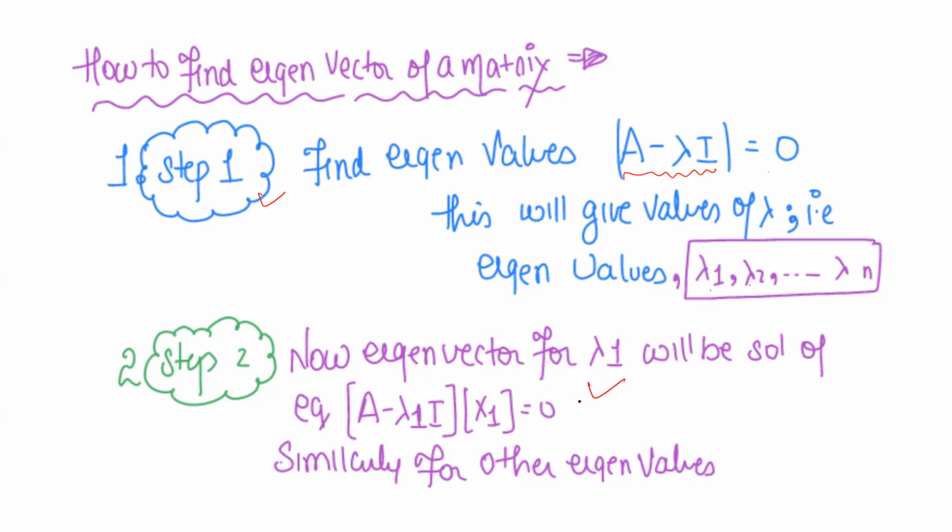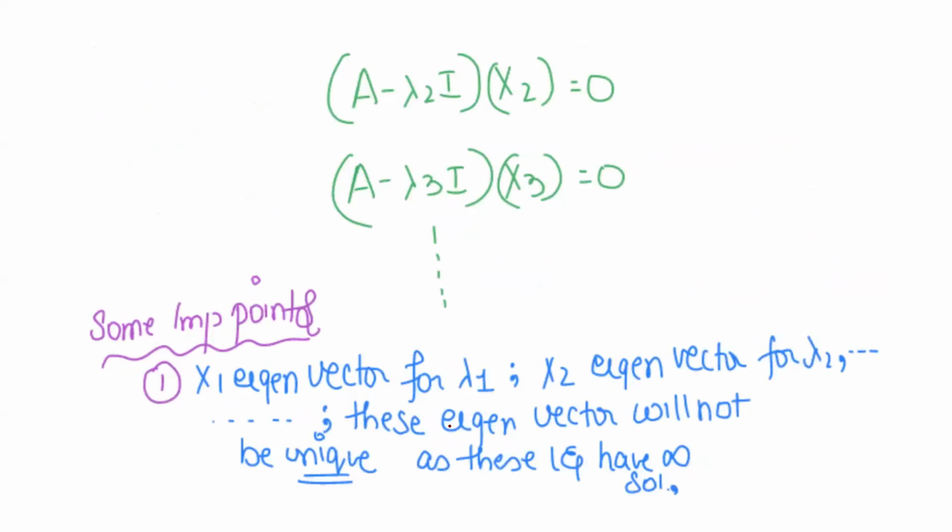This equation, A minus lambda 1 I, multiplied with x1, where x1 is a vector. Similarly, for other eigenvalues, we can find x2 and x3. Some important points: x1 is the eigenvector for lambda 1, x2 is the eigenvector for lambda 2, like that. This eigenvector will not be unique, as this linear equation has infinite solutions.